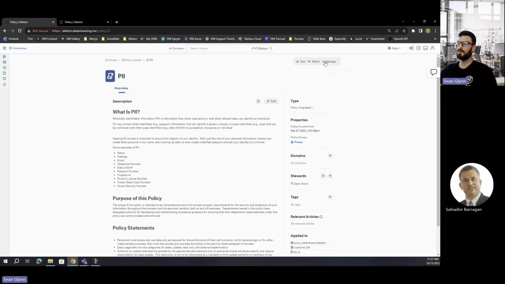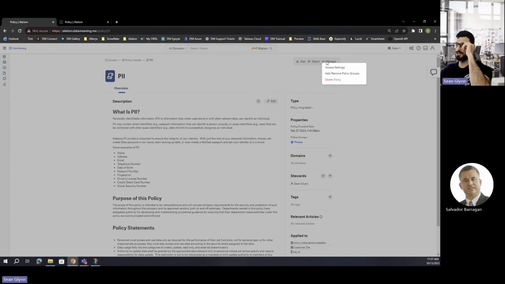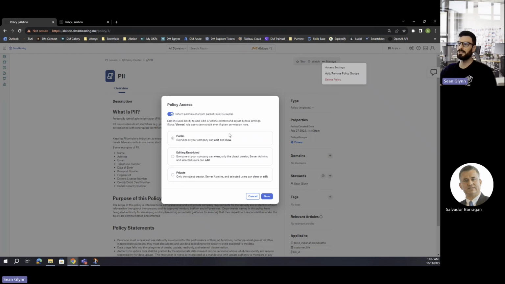And in this top right corner here, you're going to have the option to update your access settings. You can see here at the moment, in our case, we've got this set to public, which is actually being inherited from the policy group. You have the option to toggle this on or off. My best recommendation is always to leave that on if you're going to push that to a policy group.